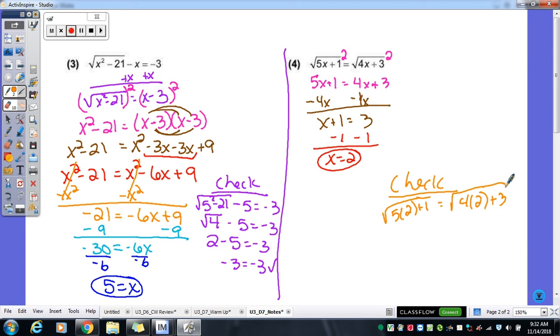So 5 times 2 plus 1, we're going to see if that equals the square root of 4 times 2 plus 3. So 5 times 2 gives us 10, plus 1 gives us 11. So I have radical 11 over there on the left side. 4 times 2 plus 3 equals radical 11. So that checks.